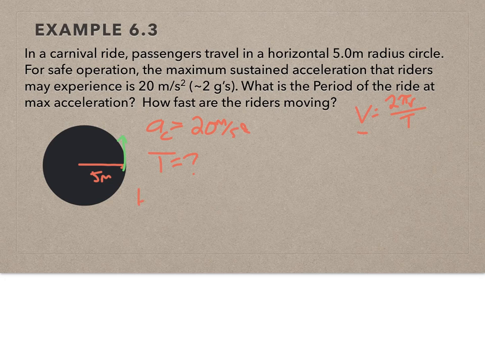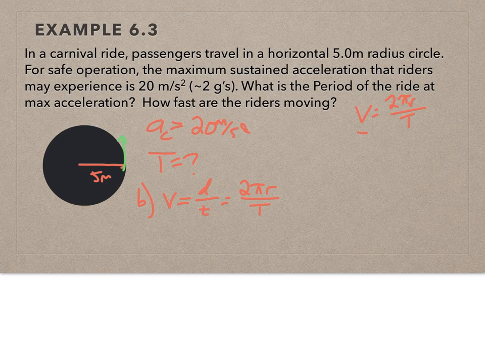It works out well for us because I don't want to memorize any equations. So part B, how fast are the riders moving? Okay, so I need a speed, and that is equal to distance divided by time. So my distance is 2 pi r, which is the path around the circle, and then t is this right here.